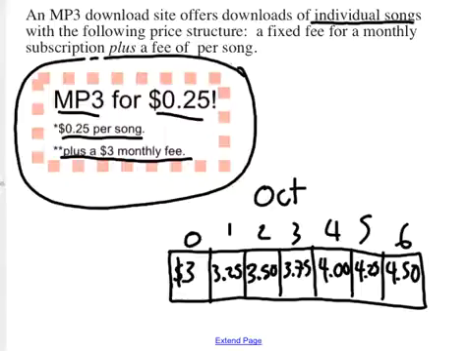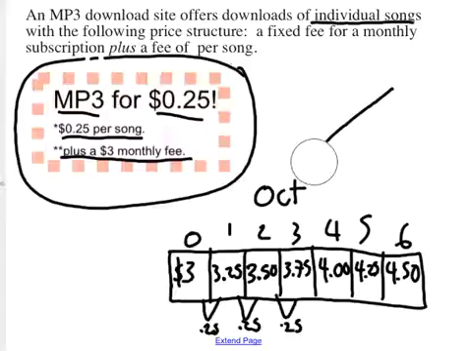So you can see that every time this is increasing by 0.25. The difference between each one of these is 0.25. Now, that's a rate of change. It's increasing by the same amount every time. That's a linear function. That means that this is going to increase in a nice straight line. So we can take this and write it as a linear equation.